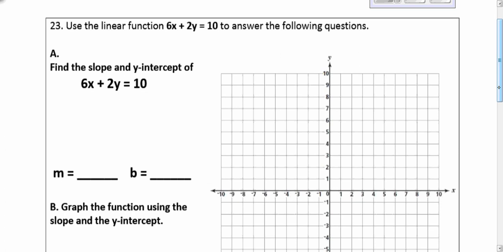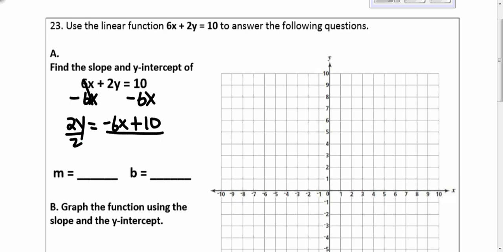Number 23. Use the linear function 6x plus 2y equals 10 to answer the following questions. Find the slope and the y-intercept of 6x plus 2y equals 10. So you have to solve for y. You have 2y equals negative 6x plus 10. Divide by 2 on both sides. You have y equals negative 3x plus 5. Negative 3 over 1, because we're graphing it, and this is 5.